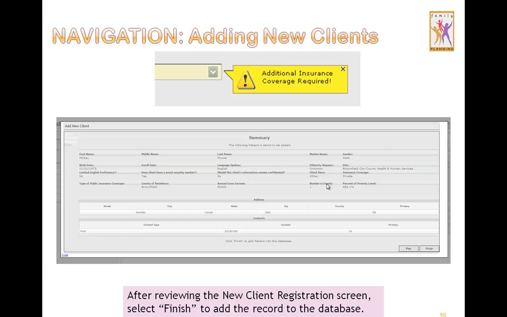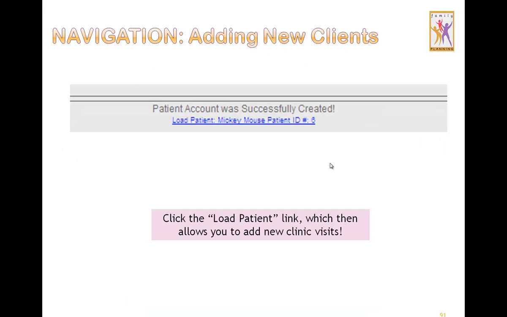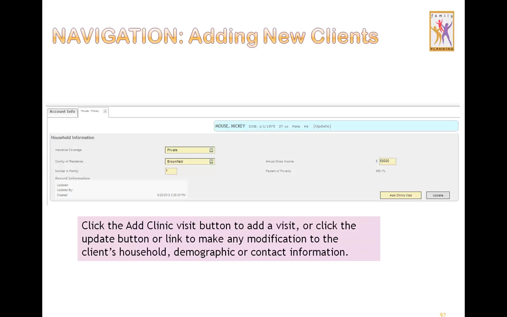So, when the summary pops up, you check all of your pertinent information, make sure that you have properly entered it all. This is where you double check to make sure you've properly created a new client. Once you know you've done all the data entry perfectly, you go ahead and hit Finish. Once Finish is selected, you then want to load the patient into iCare. So once you do this, you can then add clinic visits. So once you've loaded the individual into iCare, you'll get this screen, which will then allow you to either add clinic visits or update.